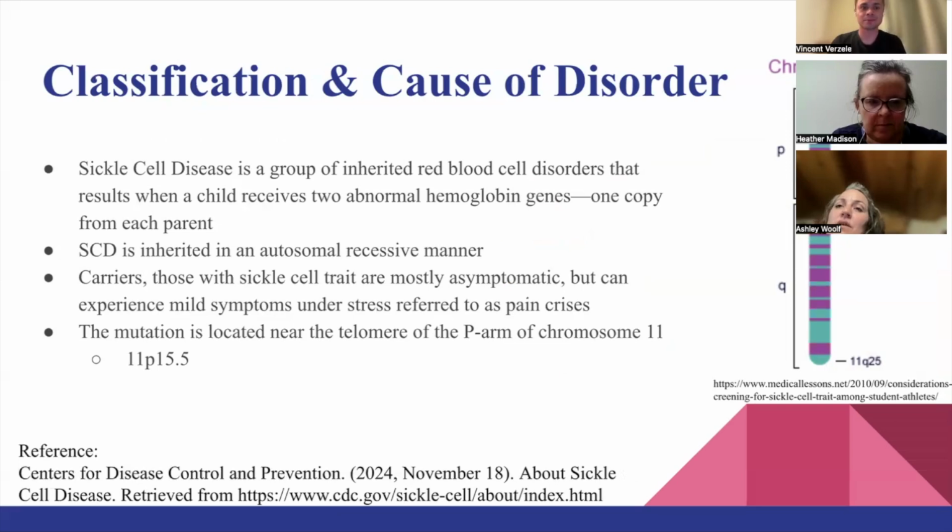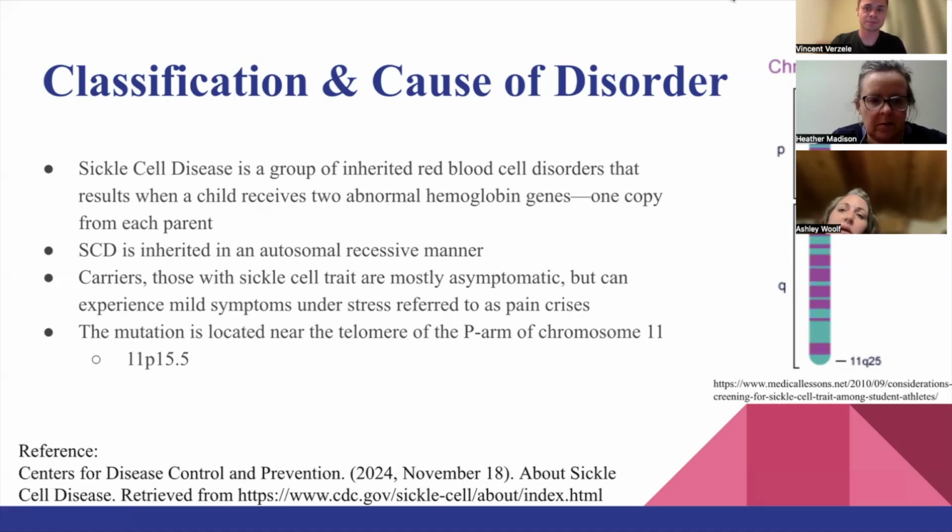Sickle cell disease is classified as a group of inherited red blood cell disorders that results when a child receives two abnormal hemoglobin genes, one copy from each parent. In other words, for a person to develop the disease, a mutation needs to be present on each of the two genes, the corresponding chromosomes inherited from each parent, in what is referred to as a homozygous state.